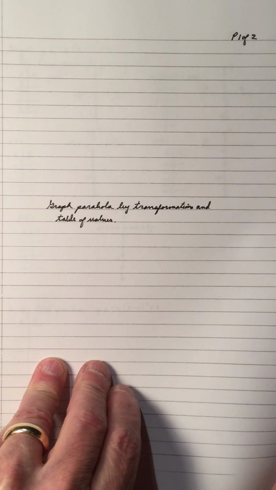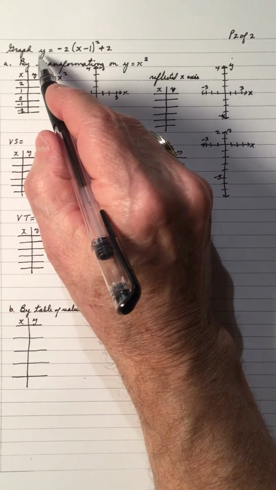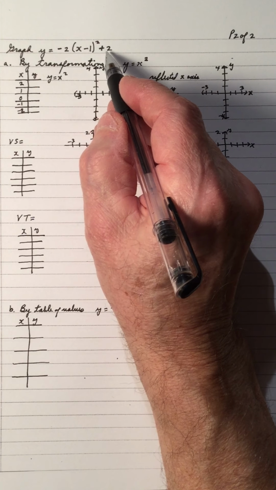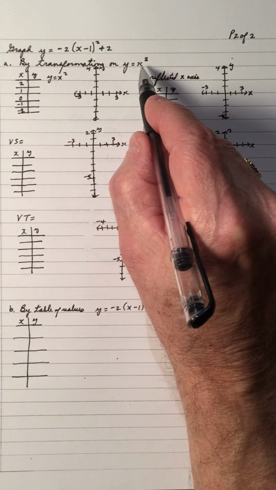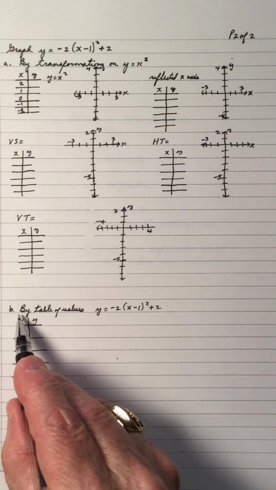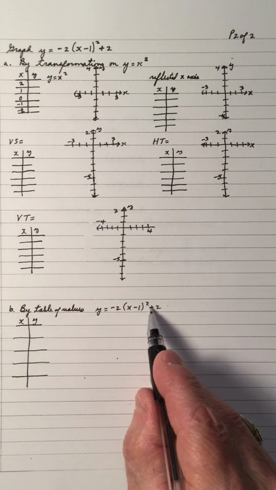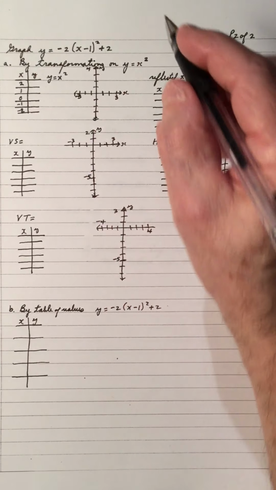And this graph is going to be on the same one, but I'm going to do it two different ways. So I'm going to graph y equals -2(x minus 1) squared plus 2. I'm going to graph it by transformations on the basic graph, and I'm also going to graph it by a table of values. So that's the same equation down here in B as it is in A, but I'm going to do it two different ways.